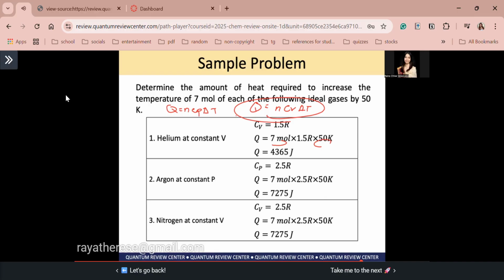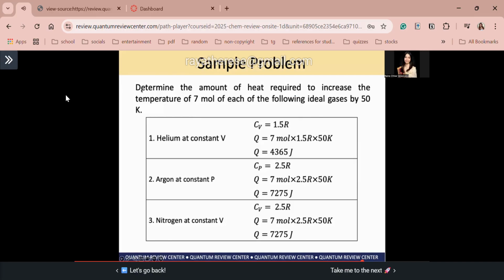Lastly, for nitrogen, it is a diatomic molecule, N2. So Cv is equal to 2.5 R. Then, Q is equal to 7 moles times 2.5 R times 50 K. Again, the values come from the heat capacity table. Solving, we get Q is equal to 7,275 joules. I hope that's clear.